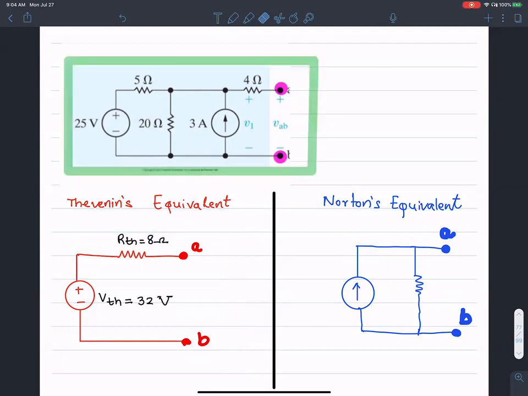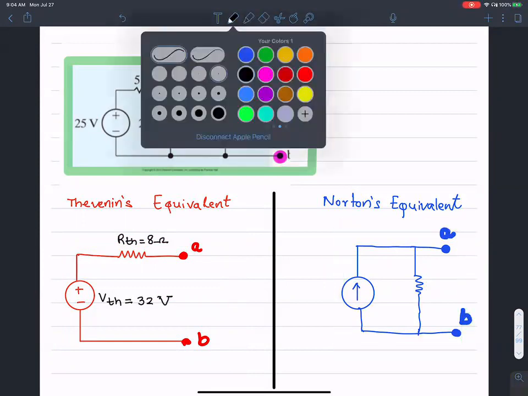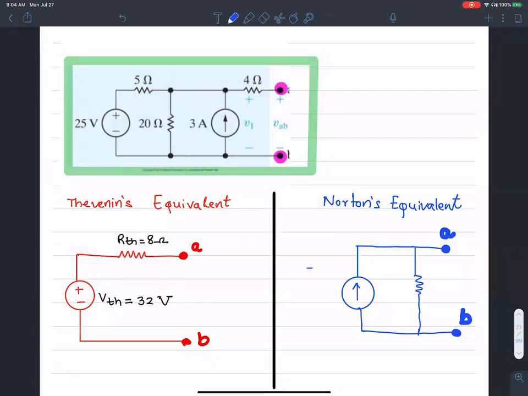Similarly, all of the circuit on the top behaves exactly the same as the circuit on the bottom, where the value of I Norton is 4 amperes, and the R Thevenin is 8 ohms. So that's the idea of Thevenin's equivalent and Norton's equivalent of the circuit. The same circuit has a Thevenin's equivalent and a Norton's equivalent. Questions, please.